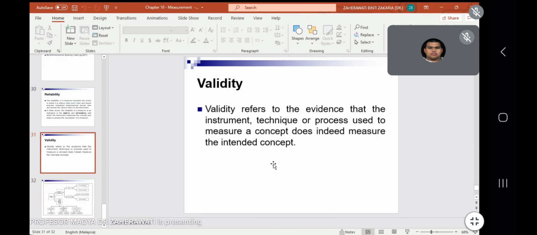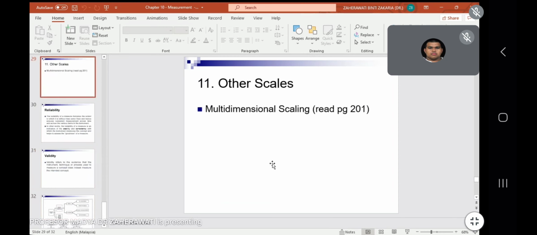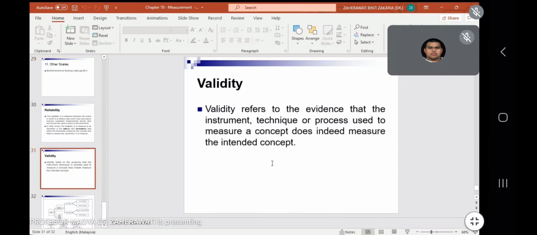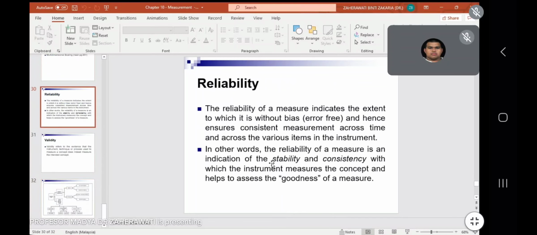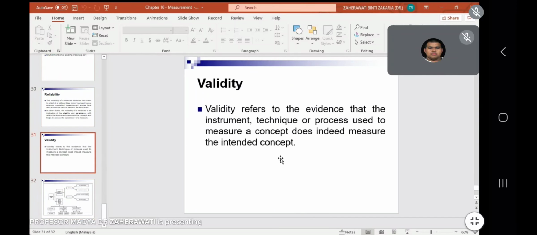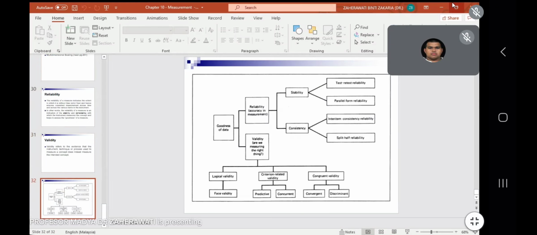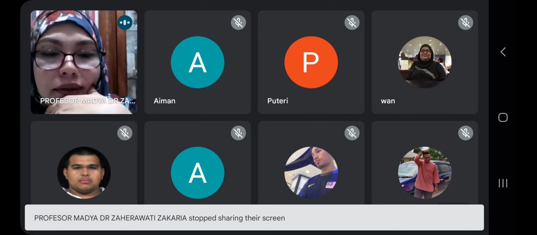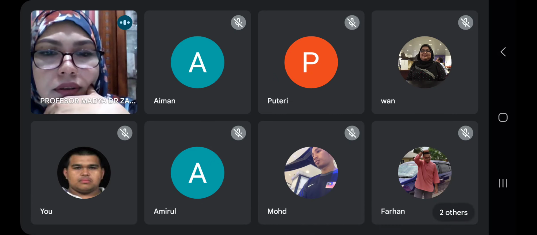The last one, we are talking about validity and reliability. This is for the pilot test under data analysis. But after measurement, and then we go for data collection. This is the technique.